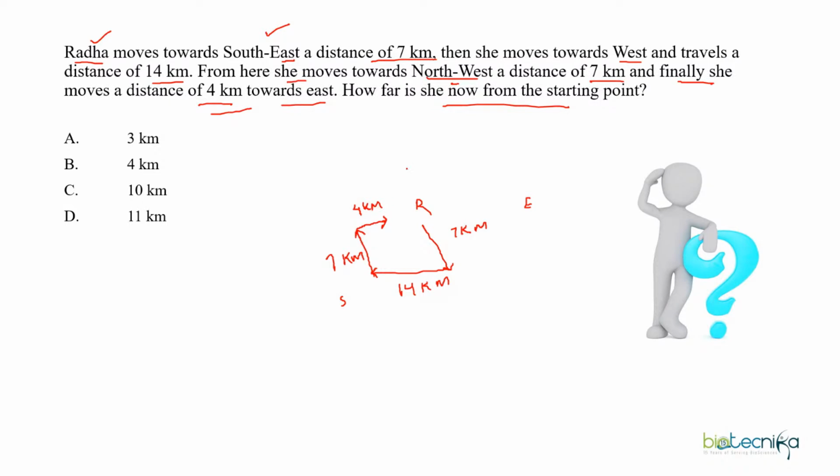How far is she now from the starting point? This is my starting point, where Radha currently is. From this point she has traveled 4 kilometer, and the total travel is 14 kilometer. So what will the whole be? 14 kilometer minus 4 kilometer, right? Which is 10 kilometer. That means my correct answer is option C, 10 kilometers, right? It's a parallelogram.